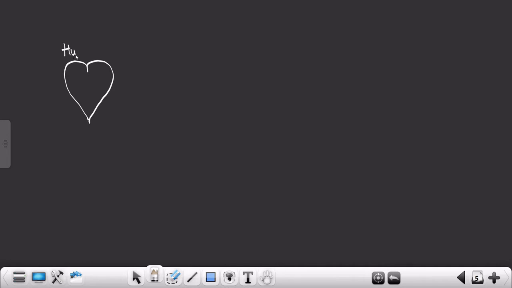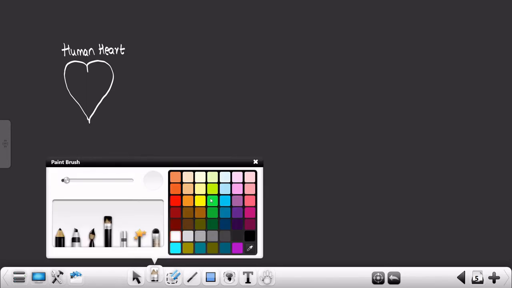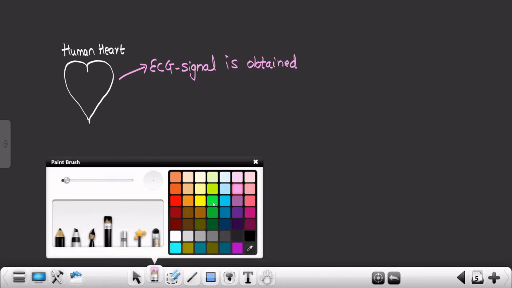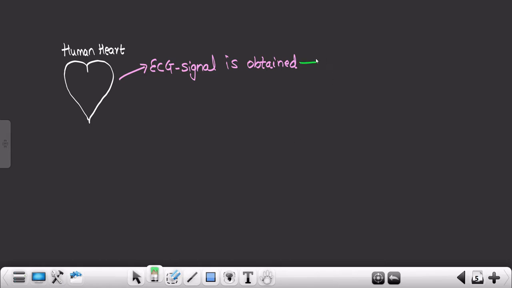Okay, human heart. And we all know that from the heart we are able to obtain an ECG signal. ECG signal can be obtained, and this particular ECG signal is something like this.